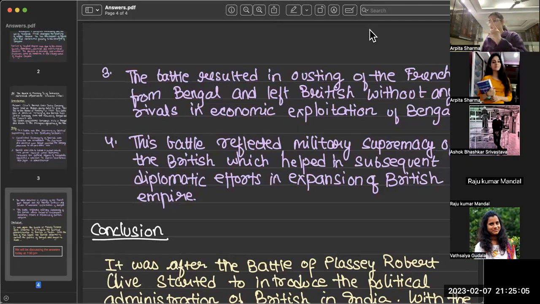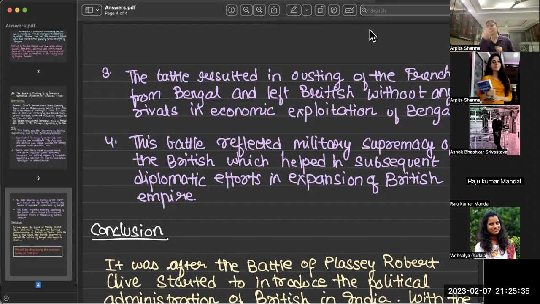First reason, that British sovereignty was established in a huge land of Bengal. Second, why it is important? Because a puppet ruler for the first time was installed in Bengal by Britishers. Third, British eliminated its competition of French from Bengal. And fourth, it made us realize the military supremacy of Britishers, the diplomatic supremacy of Britishers.